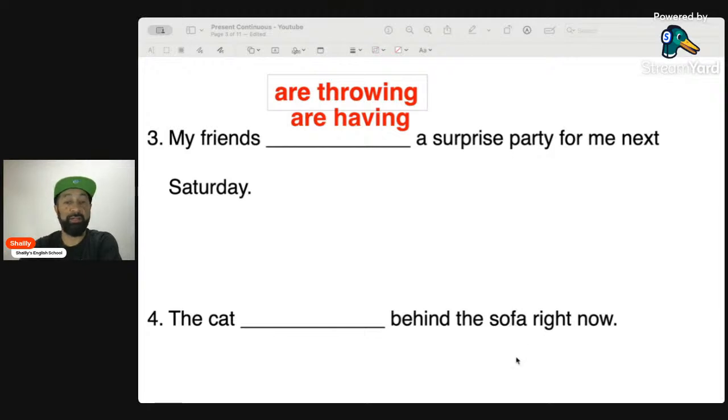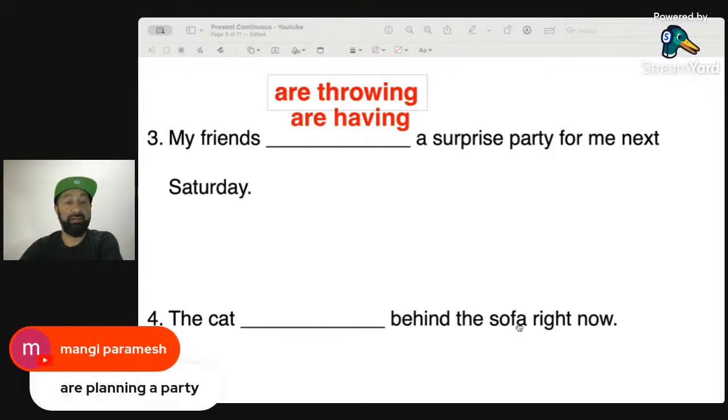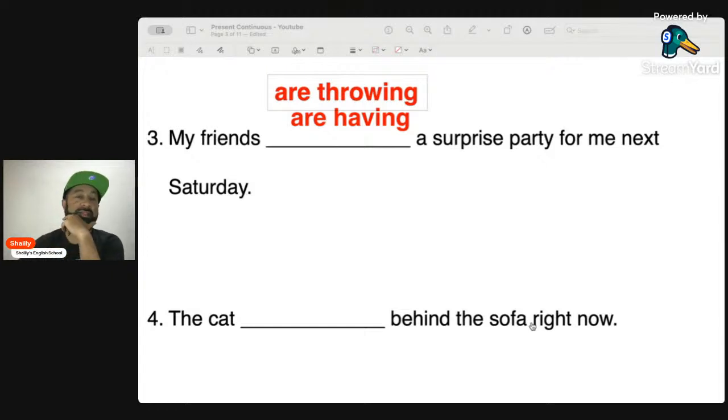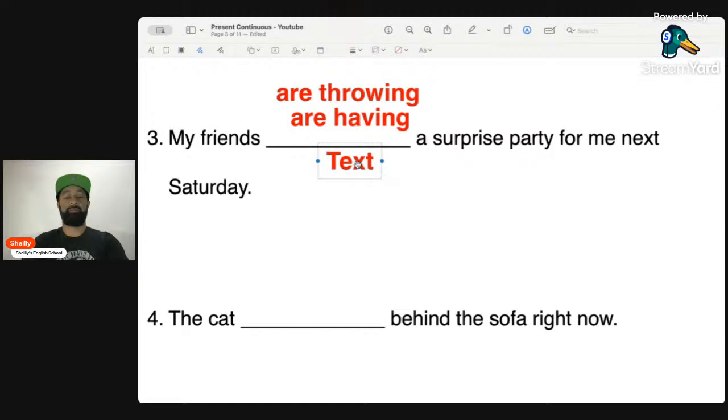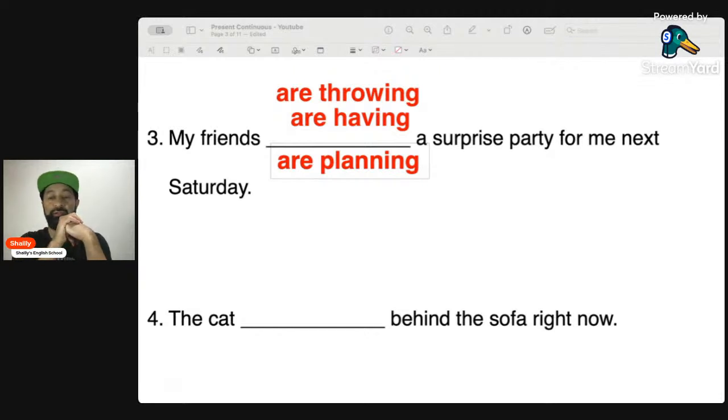Paramesh, perfect. I like it. My friends are planning a surprise party for me next Saturday. Perfect. Excellent. So I'll put that on here as well. I think that's a great answer as well. All right. So my friends are planning a surprise party for me next Saturday.